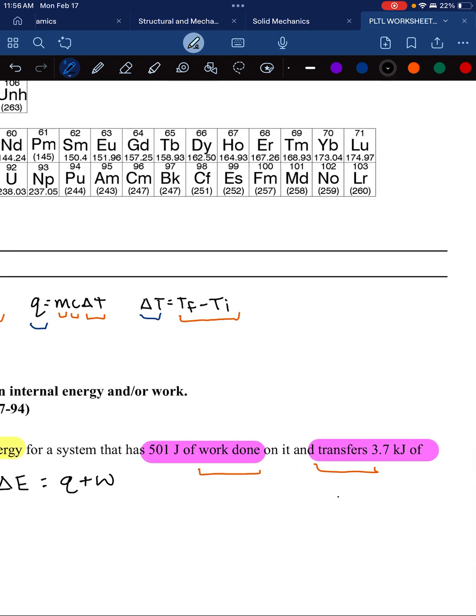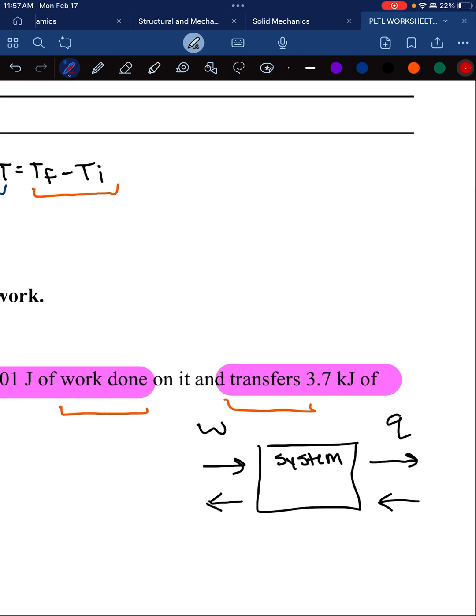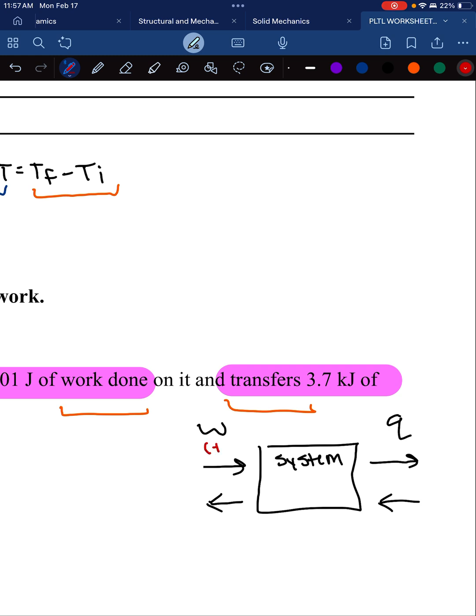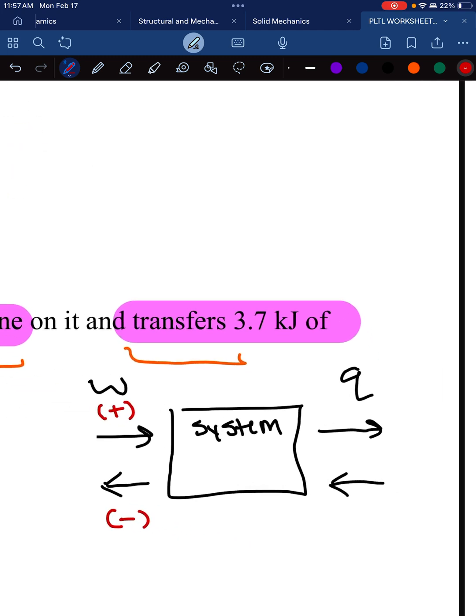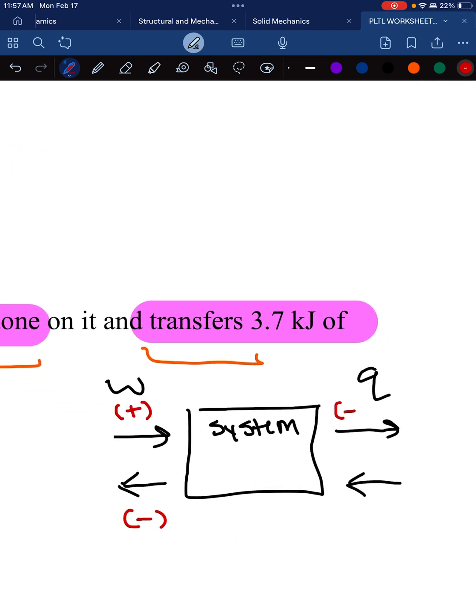So let me draw a little diagram. We'll make this the system, and over here we'll have a work, and over here we'll have heat flow. So whenever work is being done to the system, it is gaining energy, so that sign is going to be positive. When the system is doing work, the system is losing energy, so the sign will be negative. When the system gives out heat, it's losing energy, and when it takes in heat, it's gaining, so it's going to be positive.